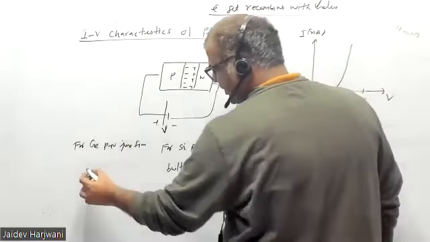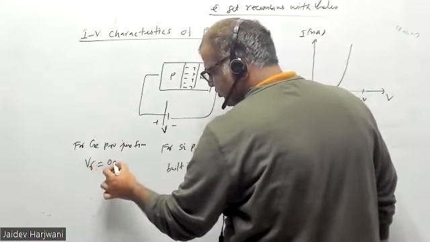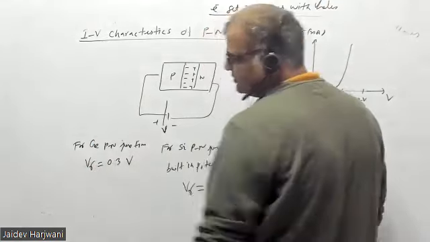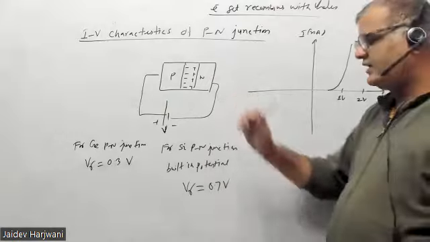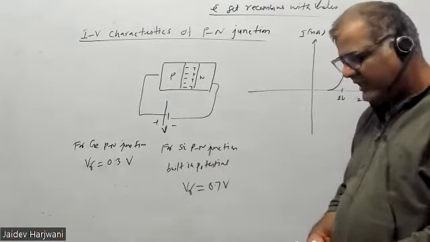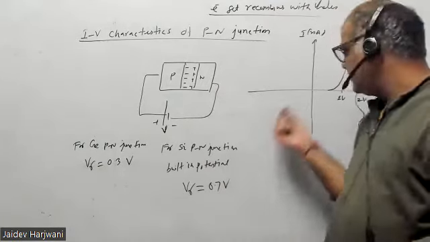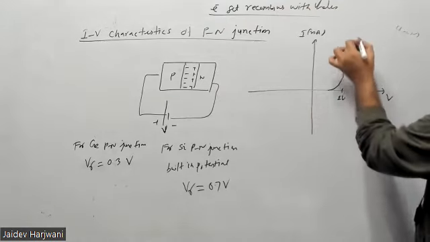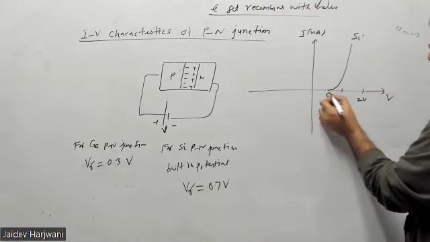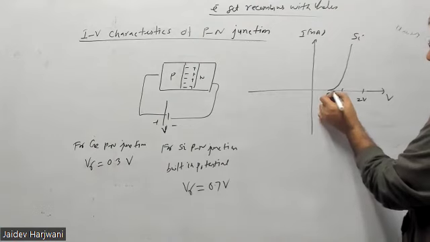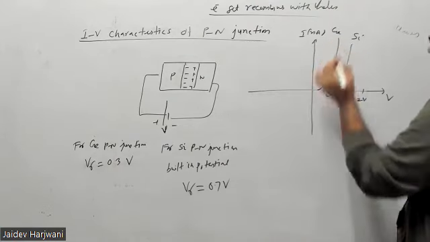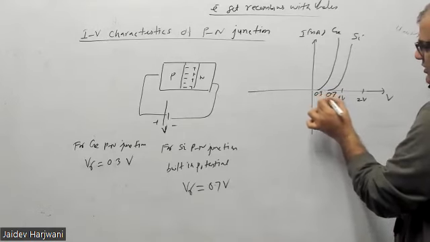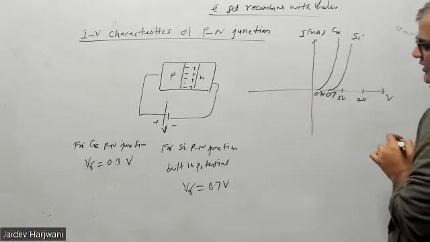The built-in potential V gamma is 0.3 volt. Those values you have to remember. So if you want to flow a forward current in a p-n junction, you have to apply at least this much voltage. If I plot this for silicon, I have to apply 0.7 volt here, and after that current will increase exponentially. If it is germanium, I have to apply at least 0.3 volt, and after that current can start.